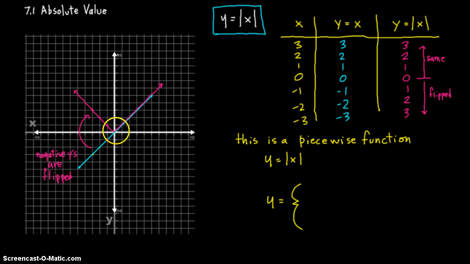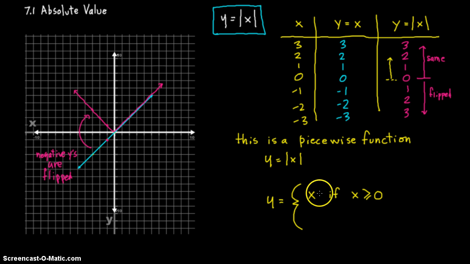And now, let's look it up at the table of values. If it's 0 or higher, it's the same as y equals x. So in other words, y equals x if x is greater than or equal to 0. So from here on up, it's equal to x.